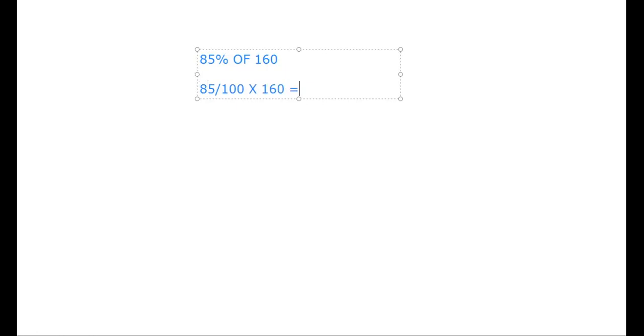This is us using a calculator, guys. This is not us trying to do this by head. So our answer will most definitely be 136. That will be our answer for 85% of 160. 85% of 160 is 136, right? Okay, so now let's do it without the use of a calculator.